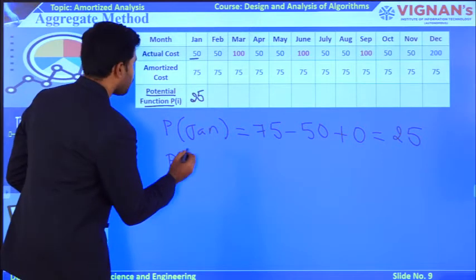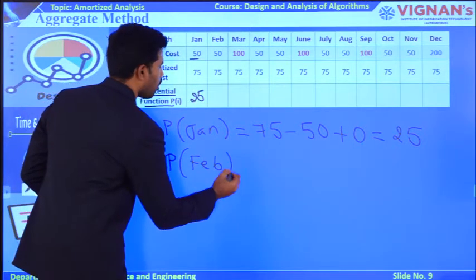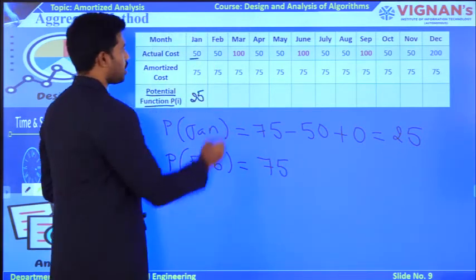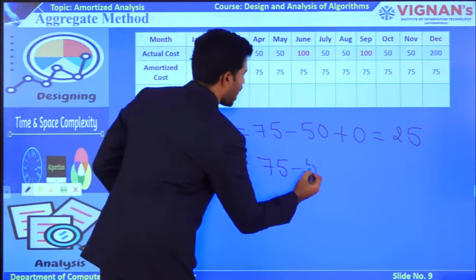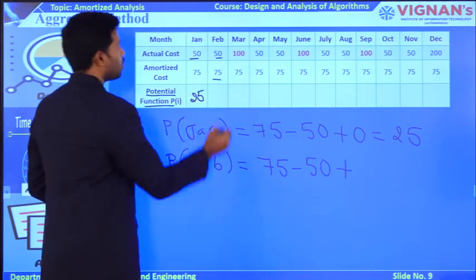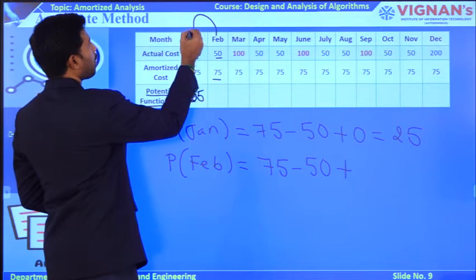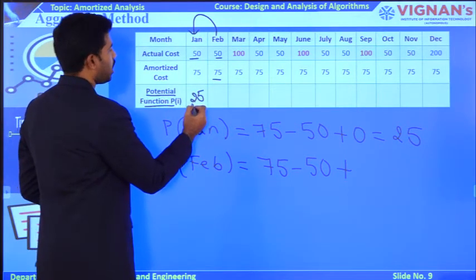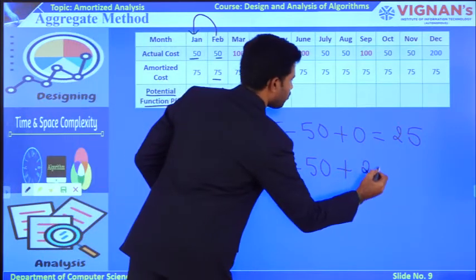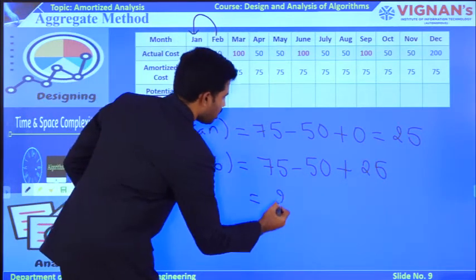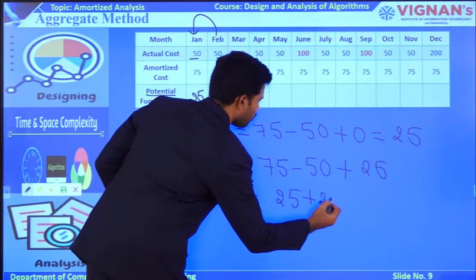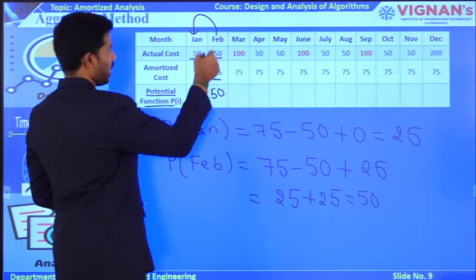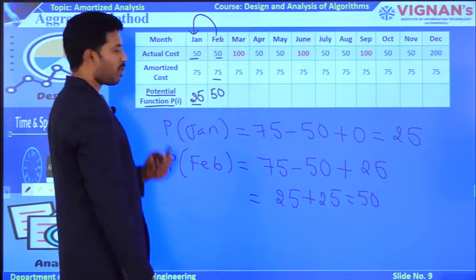Now coming to the potential function of February. Try to concentrate more here. 75 is the amortized cost and 50 is my actual cost, plus the previous potential. Is there any previous month available before February? January is available. What is the potential value for January? 25. So this is 25 plus 25, which is 50. Now fill in 50 under February as the potential function.